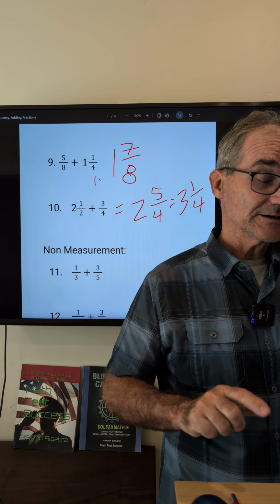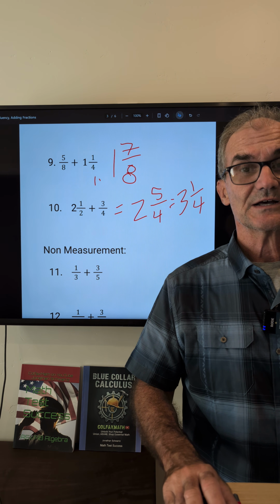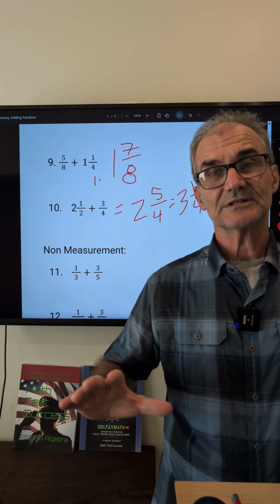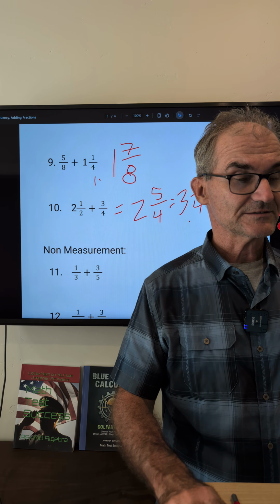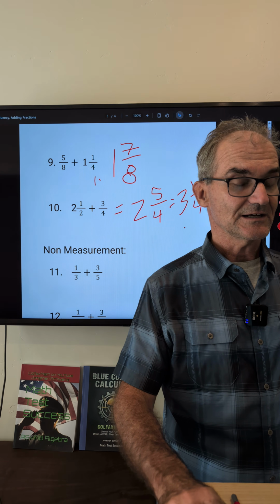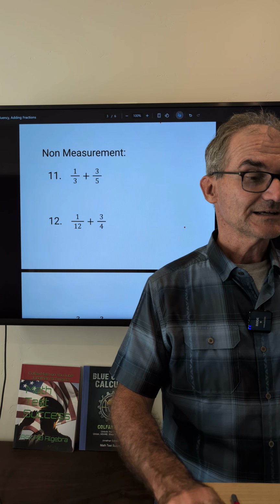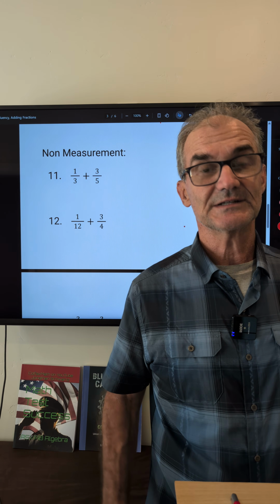So all 10 of those had denominators that were divisible by 2 because they were measurement fractions. Make sure you get those right, especially if you're going to work in anything where you need to know your fractional measurements, construction, manufacturing, anything. All right, now we're looking at non-measurement fractions. So these are going to have more random denominators.